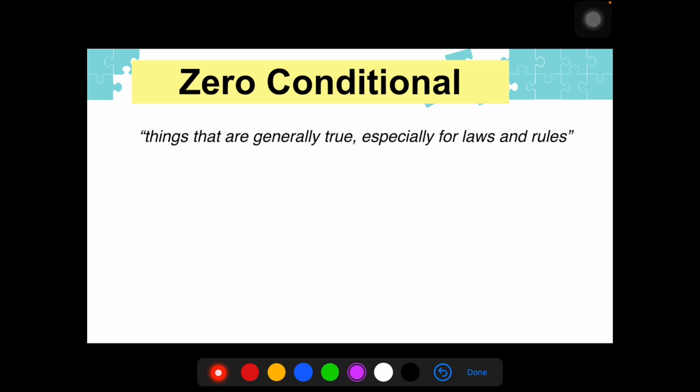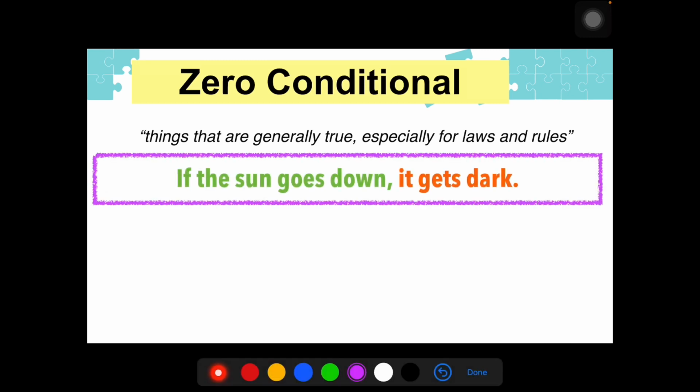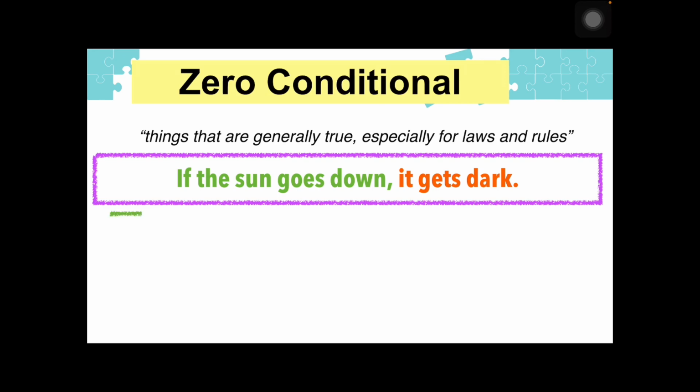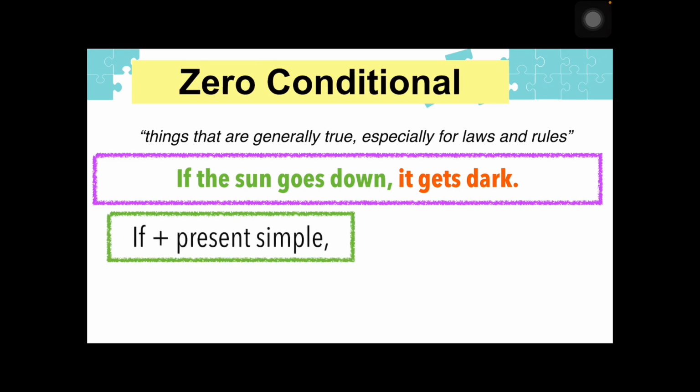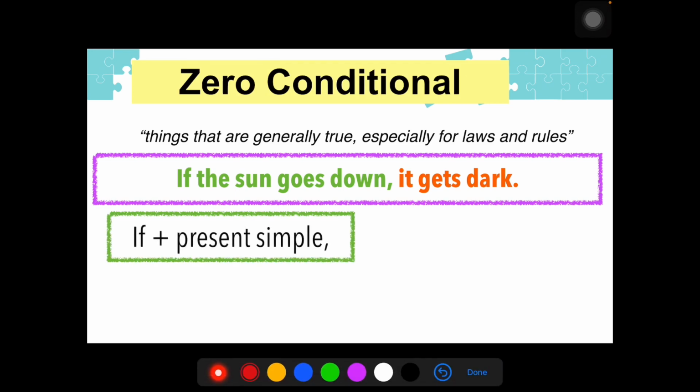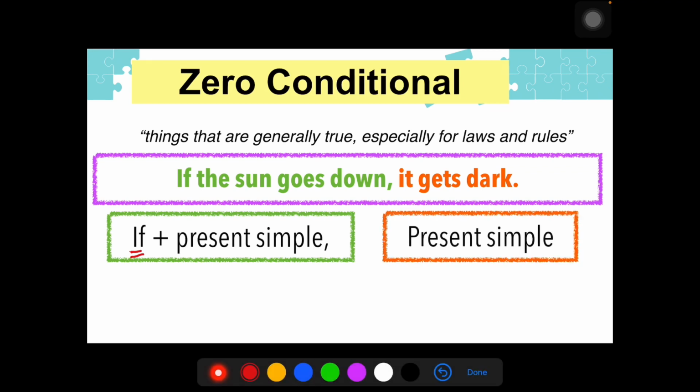And what is the formation for this one? Let's look at this together. If the sun goes down, it gets dark. Is it true? It's not a law or a rule, but it's generally true. You can see it every day. So the formation is if followed by the present simple, and the main clause is present simple as well. Remember, if in the front, you need a comma.